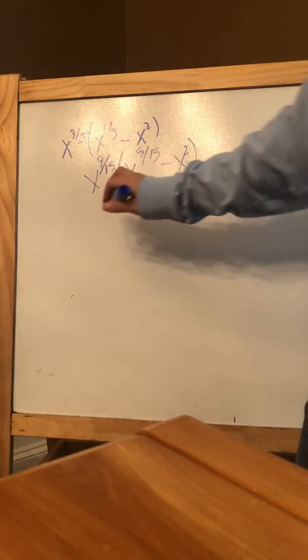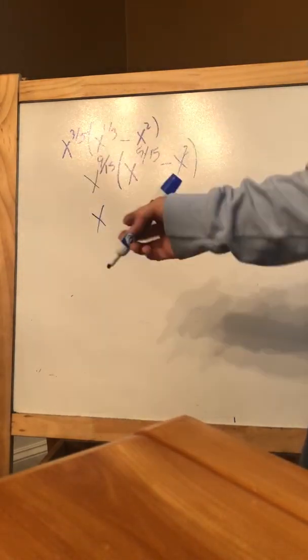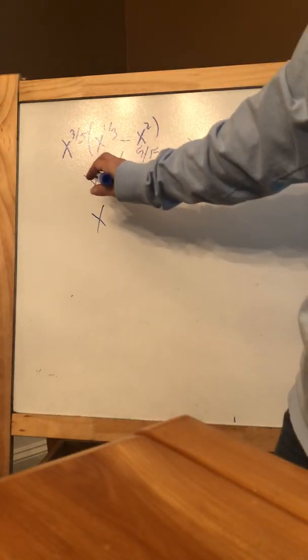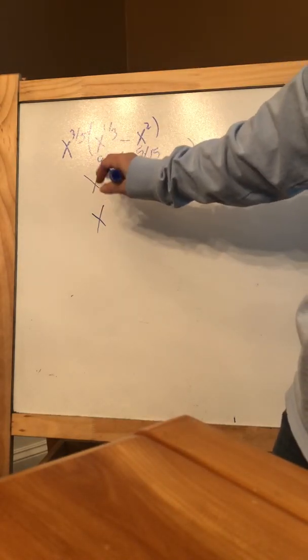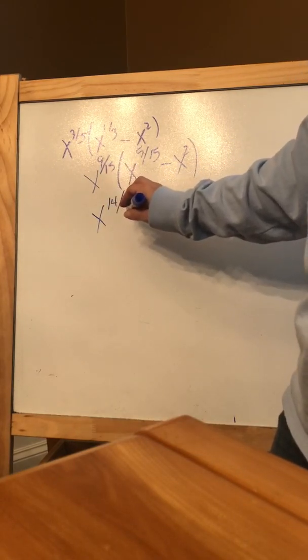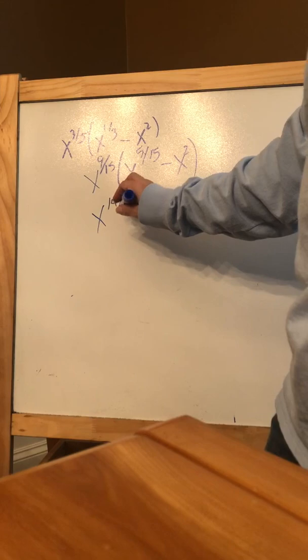Okay, now let's try to do this. Okay, so we're distributing this, this x. So we're adding exponents when we multiply. So 9 and 5 is 14. So we have x to the 14 over 15.